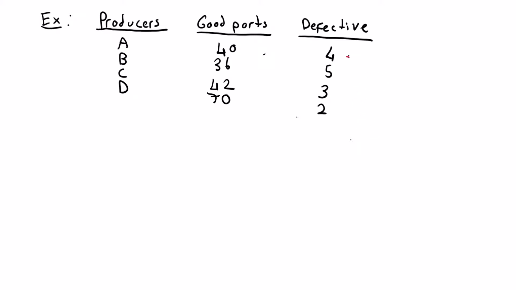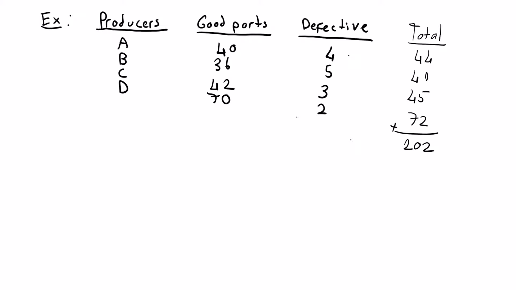So since we know the number of good parts and the defective parts, that means we know the total parts that those producers manufactured. So 40 plus 4 is 44. This is going to be 41, 45, and 72. So in total, those 4 producers manufactured 202 parts, right? And those 202 parts contain both good parts and the defective units.